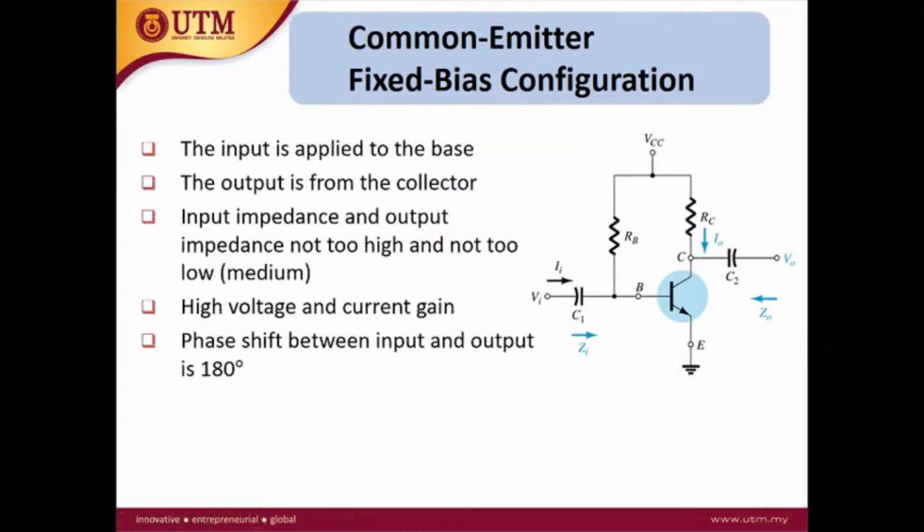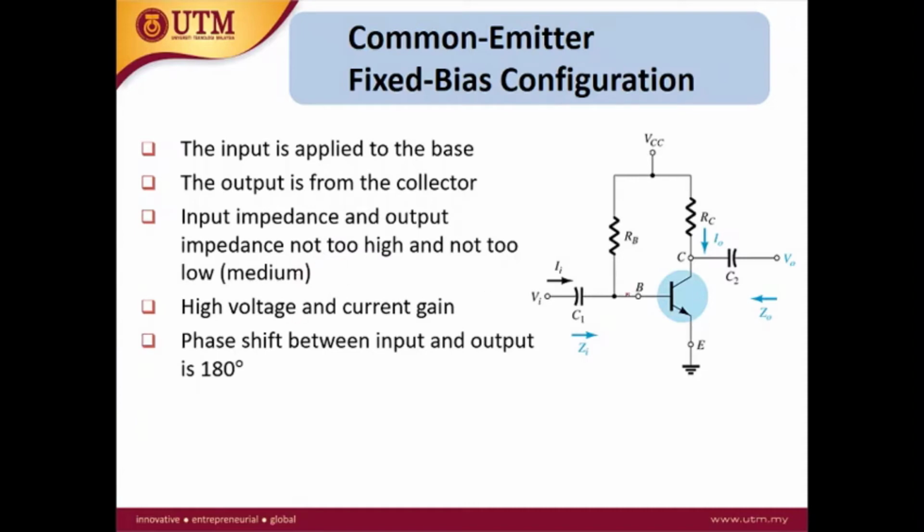Okay, so we do the analysis. First, we do the analysis on what we call the common emitter fixed bias configuration. The input is at the base, and the output is at the collector. The input and output impedances are moderate, which is not too high and not too low.